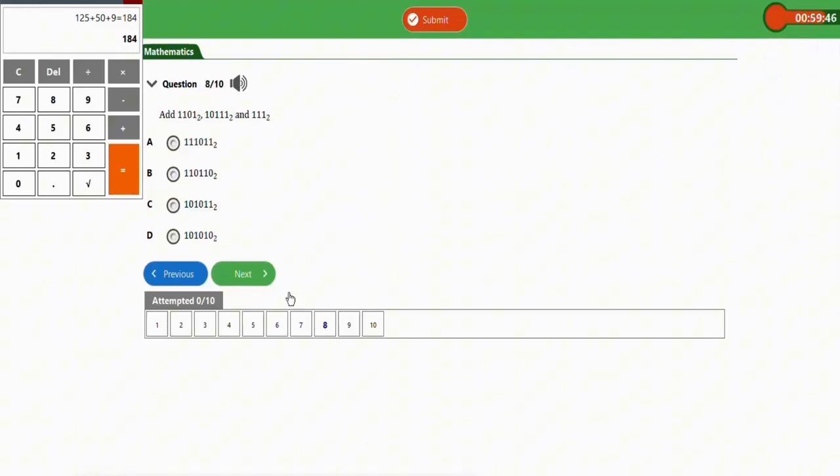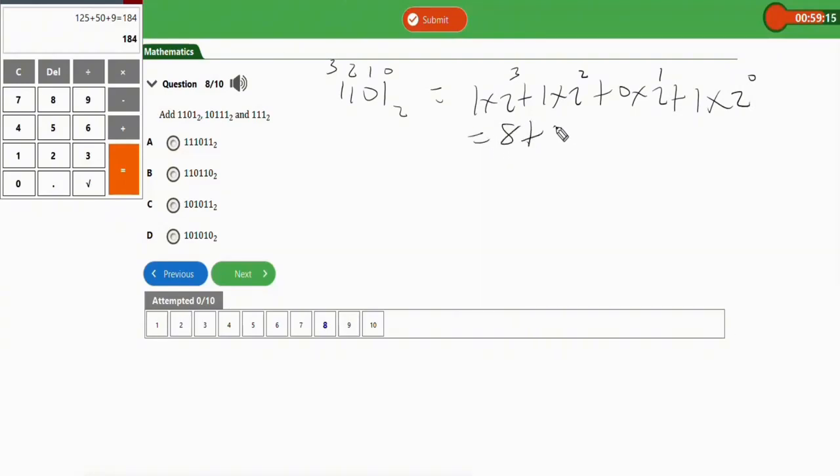So for the next question, we have to add these values in binary. So as usual, convert everything to base 10 to make the work easier for you. So let's convert 1101 base 2 to base 10. This gives us 0, 1, 2, and 3. So we have 1 times 2 to the power 3 plus 1 times 2 to the power 2 plus 0 times 2 to the power 1 plus 1 times 2 to the power 0. So this will give us 8 plus 4 plus 0 plus 1. Alright, so 8 plus 4, that's 12. So we have 13 base 10 for this one.